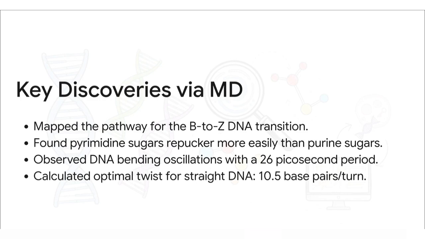And it doesn't stop there. Using these methods, scientists have been able to map out the exact step-by-step pathway for how DNA flips from the B form to the Z form. They figured out that certain sugars in the backbone are way more flexible than others. They've watched DNA strands bend back and forth on their own every 26 picoseconds. They've even been able to calculate the absolute perfect, most stable twist for a DNA helix. It's 10.5 base pairs for every full turn.